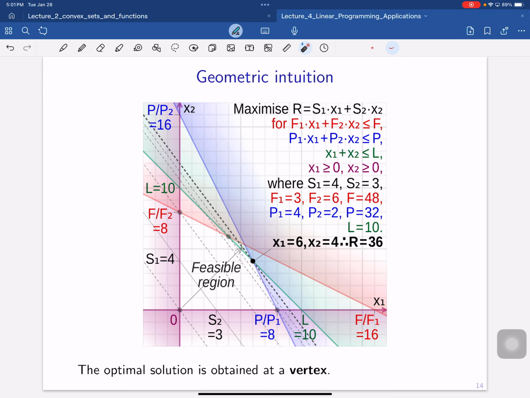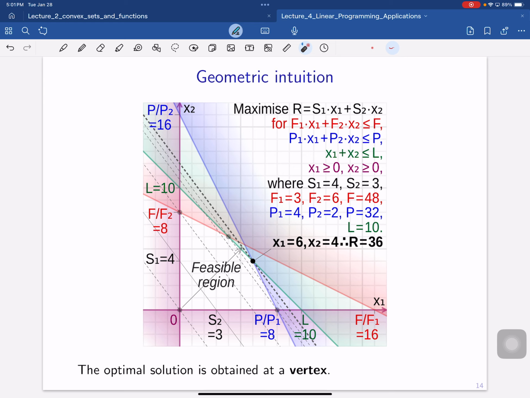So I would argue that this solution is not unique if this particular boundary is parallel to the dashed line. Then you will have not just an optimal vertex, but an edge of this polyhedron that will always give you the optimal solution. So this is something called degeneracy in linear programs, where you have more than one solution that is optimal, okay?